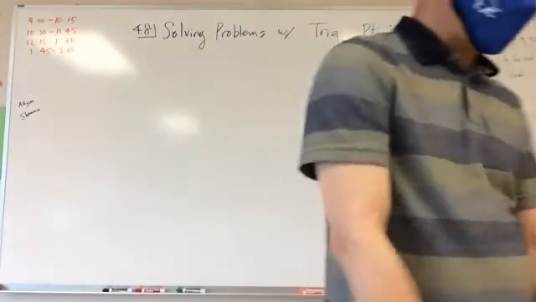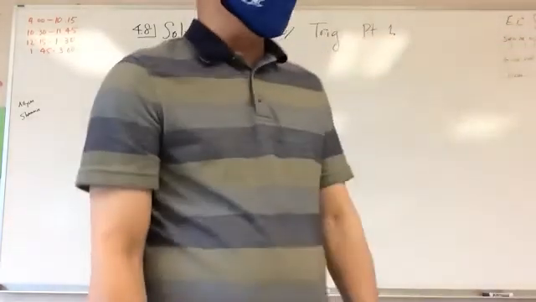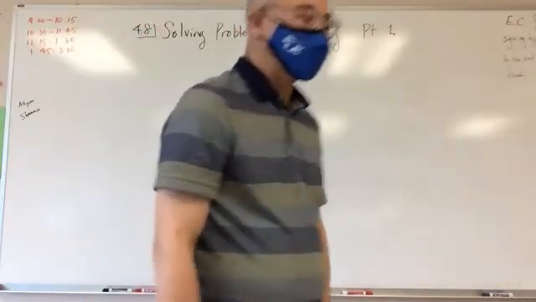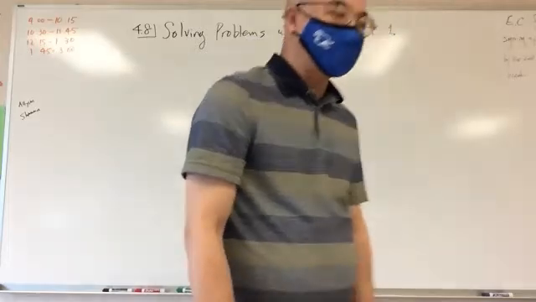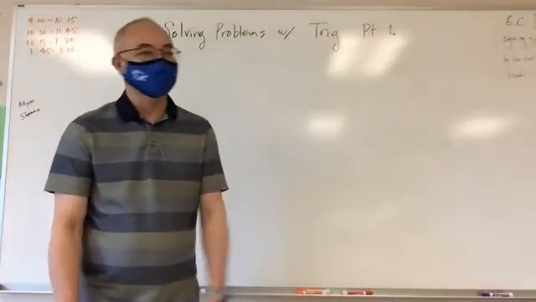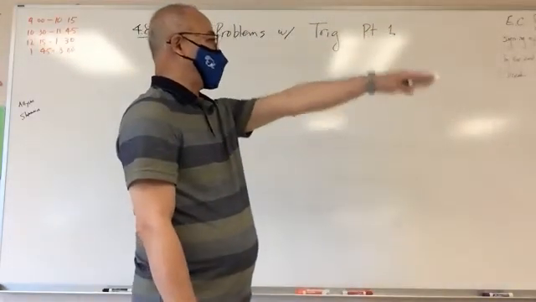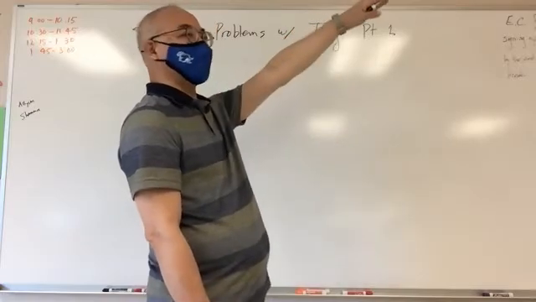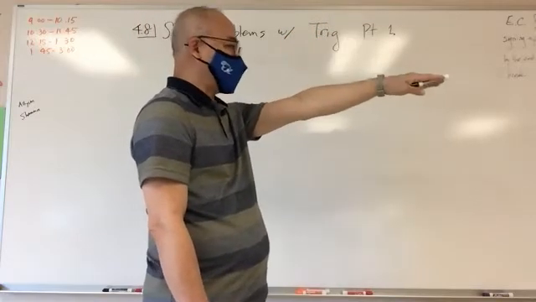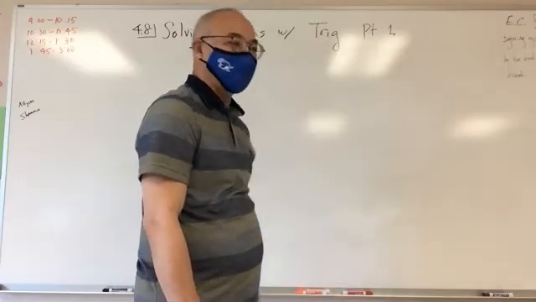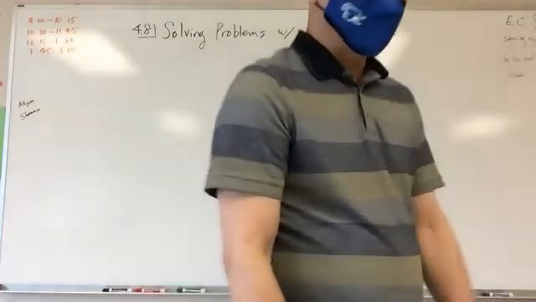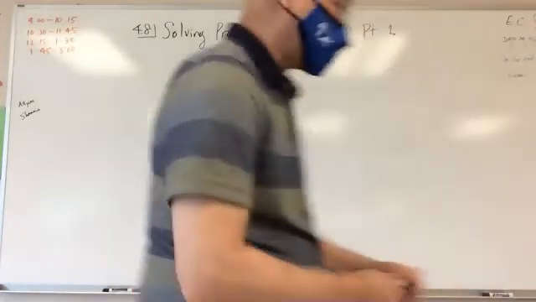Okay. So, let's start with 4.8, solving problems using trig. A couple of quick definitions: angle of elevation and angle of depression. If this is horizontal, the angle of elevation is looking upwards, so the angle from here to here. If you're looking down, it's the angle of depression. Okay, just a couple of quick notations there. Jump right into it.